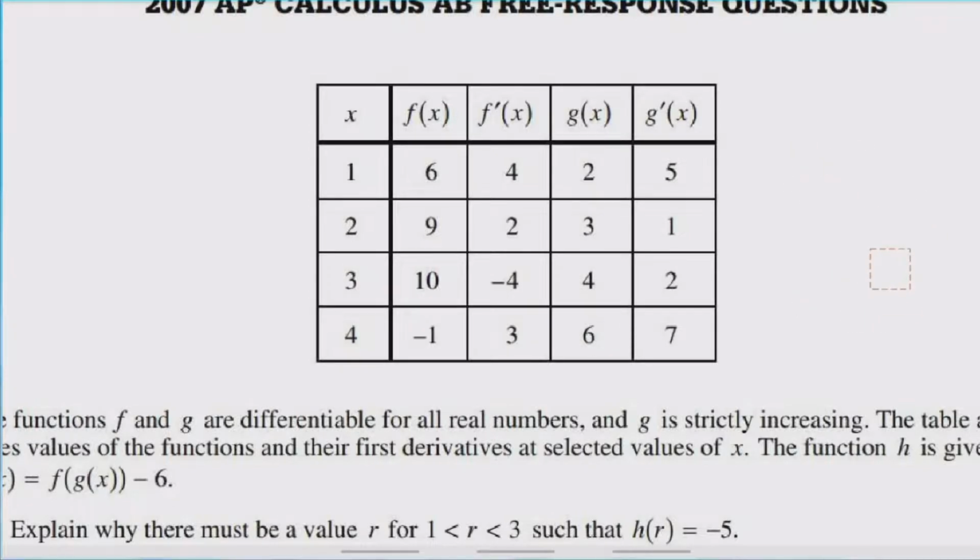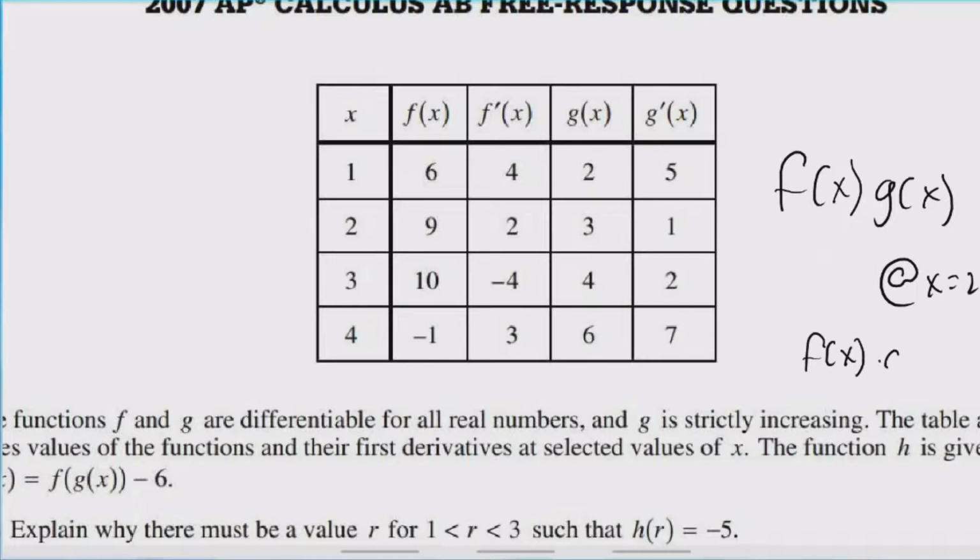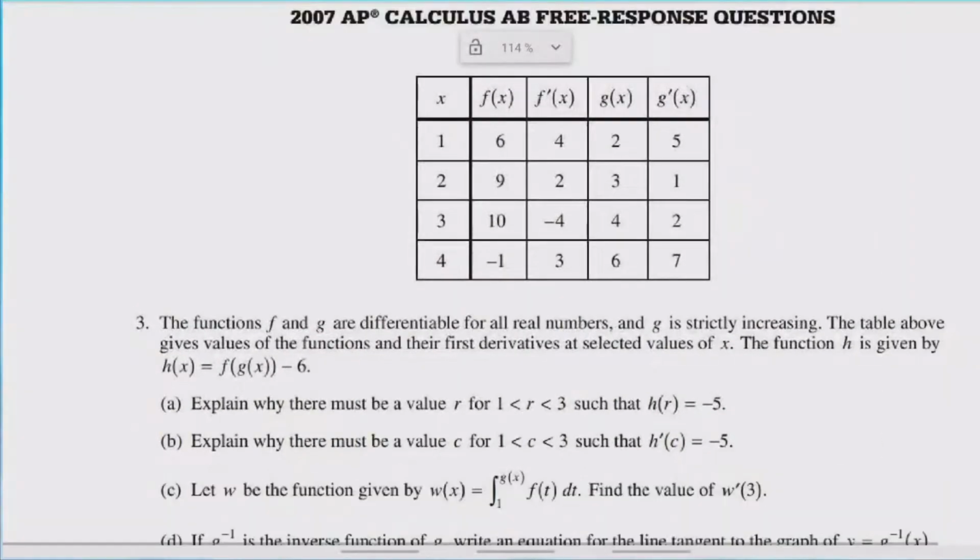And normally there's composite functions and you have to use chain rule, product rule. So if I have f of x times g of x and I'm taking the derivative and evaluating at x equals 2, we're going to have f of x times g prime of x plus so on and so forth. You're going to have to do it like that and then back up.